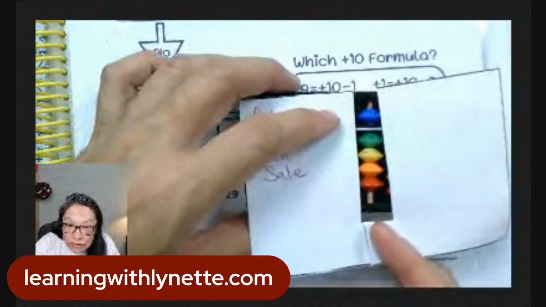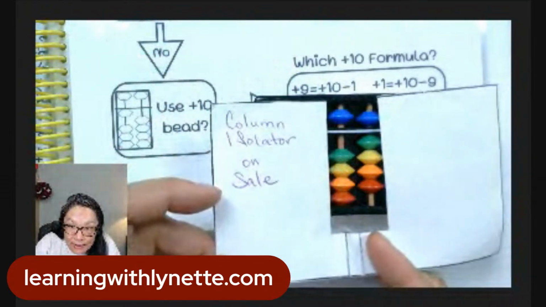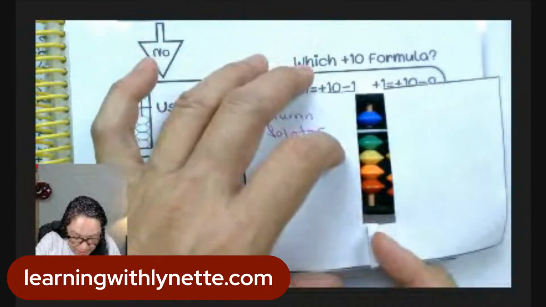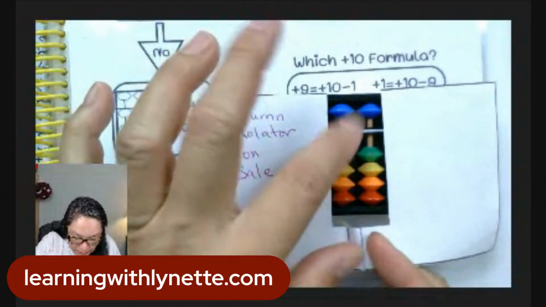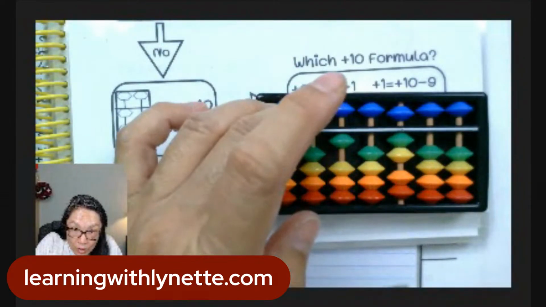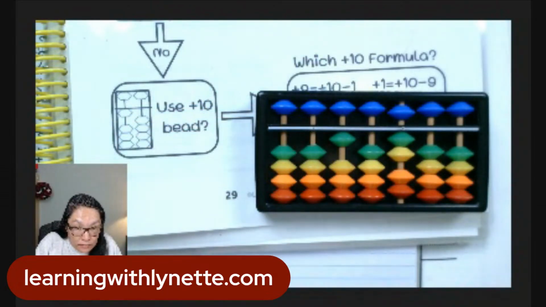What do I do? Minus the 9 plus the 10. That's what we're going to do. Minus the 9 plus the 10. So my final answer is 102. Yeah, thank you, Laura.